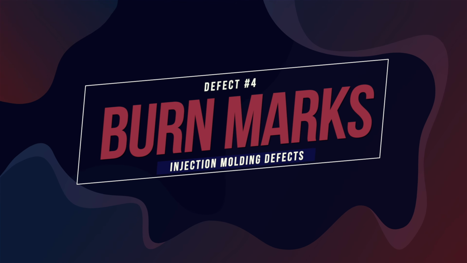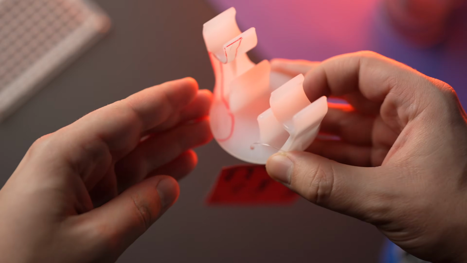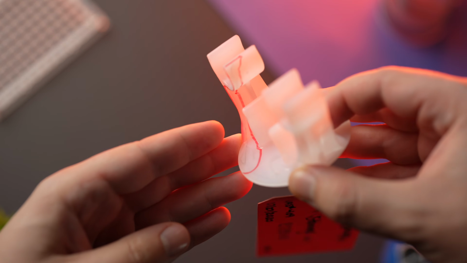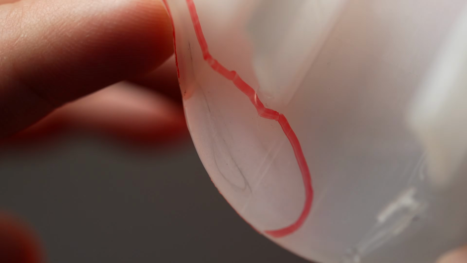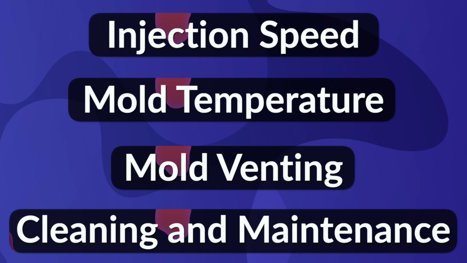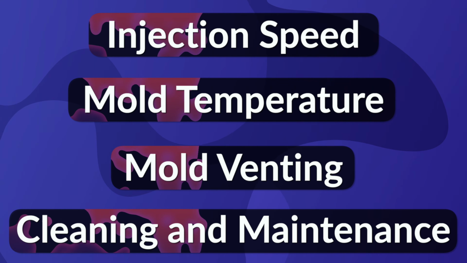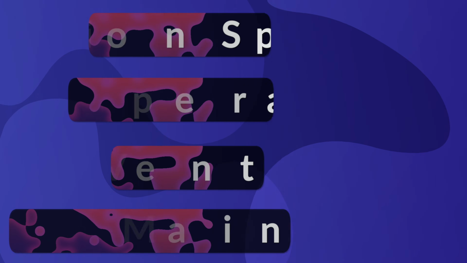The last defect we'll look at today is burn marks and surface contamination. A burn mark specifically is the result of overheated material, which is especially noticeable on white or clear components. Similar to the previous defects we've looked at, burn marks can be addressed by altering the injection molding process and adjusting variables like injection speed, lowering the mold temperature, improving mold venting, and properly cleaning and maintaining the mold to ensure that material does not become trapped and burn.